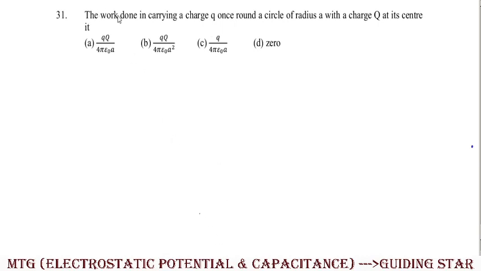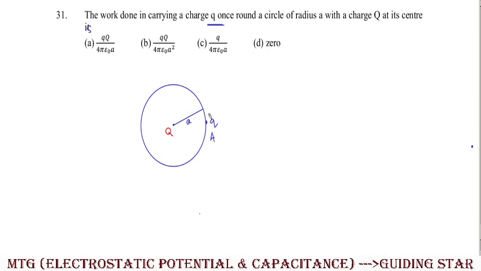Okay, in question number 31, the warden is carrying a charge q once around a circle of radius a with a charge q at its center. So here in this particular case, assume a circle with radius, let it be a. Clear? And what we are doing, the warden is carrying a charge q, will move charge q. So let us assume that a charge q is initially located at a, and another charge q is present at the center. Clear? So both are positive charges.